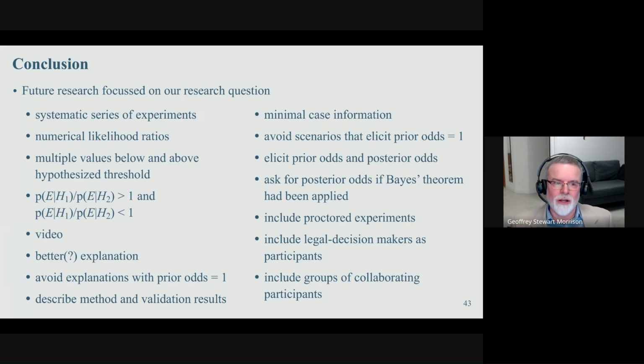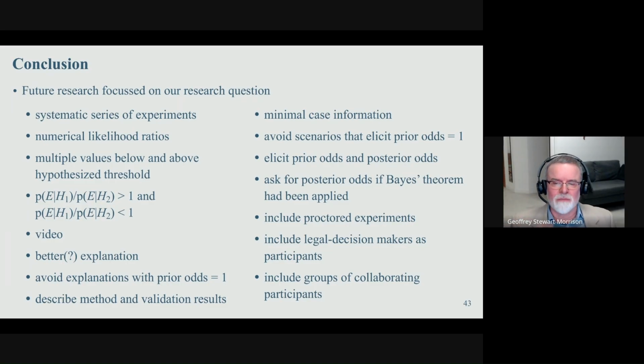We want to avoid certain explanations. The explanation we gave included an example in which the prior odds were 1. I think we want to exclude that because that might be promoting the prosecutor's fallacy. I think to demonstrate that this really is good, strong, solid evidence we're presenting, we need some description of the method and of validation results. So I think we want to get closer to ecological validity in the sense of what happens in court. Validation results might be something that gets presented in court.